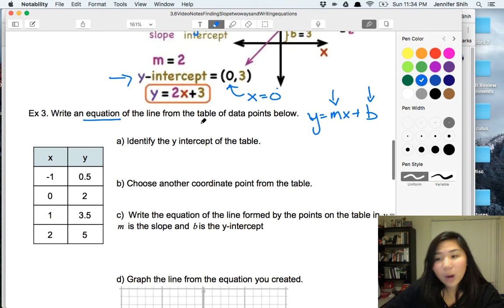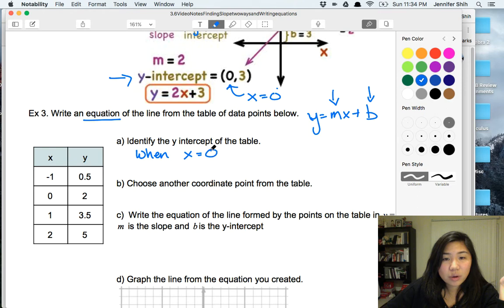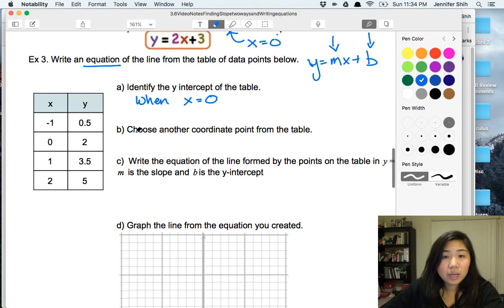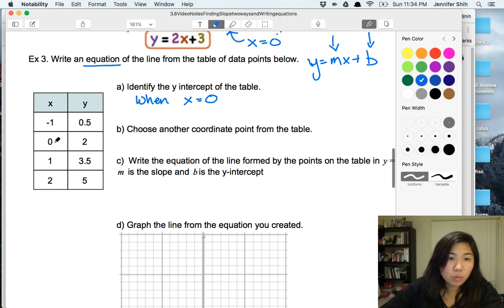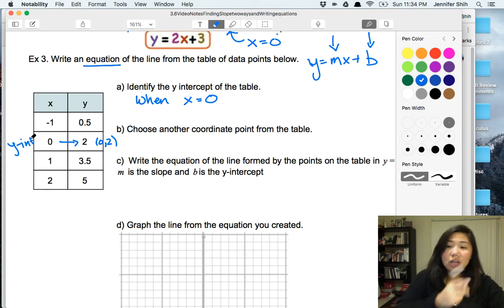So identify the y-intercept. The y-intercept is when x is equal to 0. So go look at the table and figure out when x equals 0, right here. 0, 2. This is the y-intercept. If you need to pause this video to write down the table and then draw on a grid, because we're also going to graph this, you can do so now.